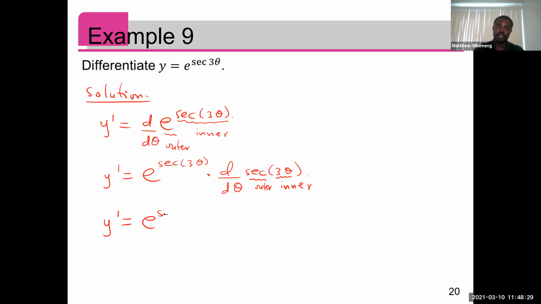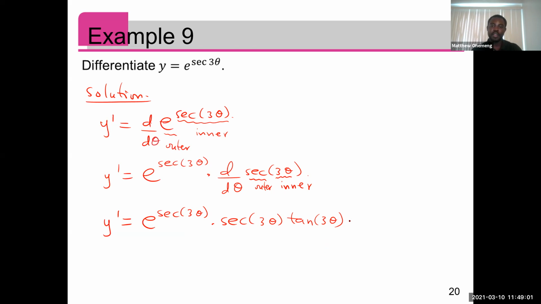So I just repeat this, secant of 3 theta, times the derivative of secant of, say, x. That will be secant x tangent x. But in this case, you have to plug in the inner function. So it will be secant 3 theta tangent 3 theta. The derivative of secant of theta is secant theta tangent theta, but you have to plug the inner function 3 theta in there. That's how come I have secant 3 theta tangent 3 theta.